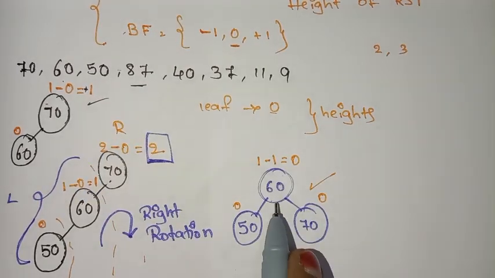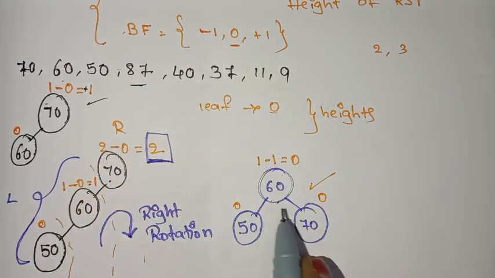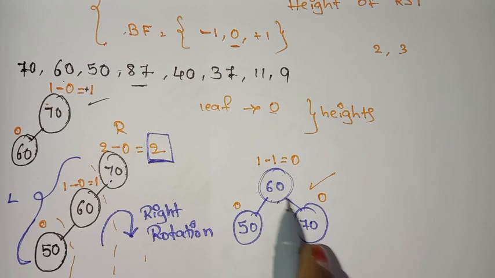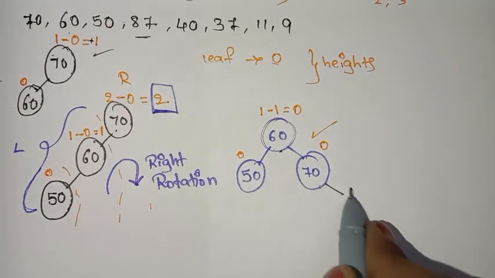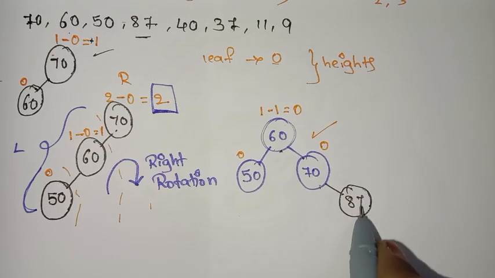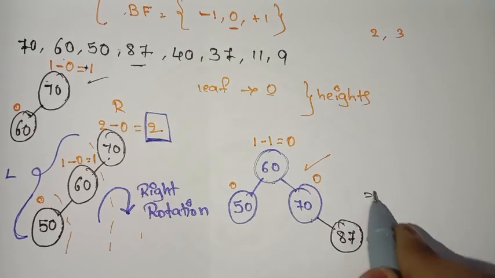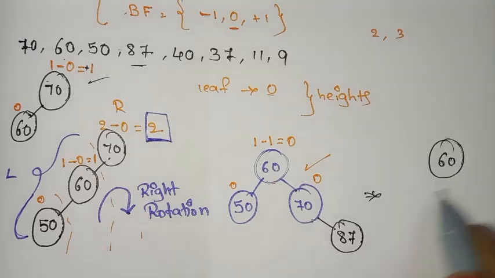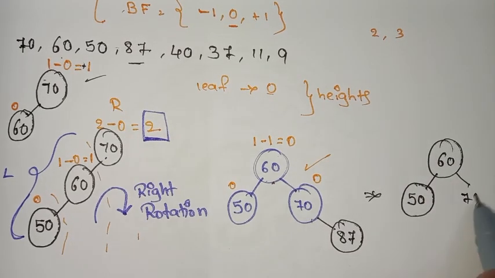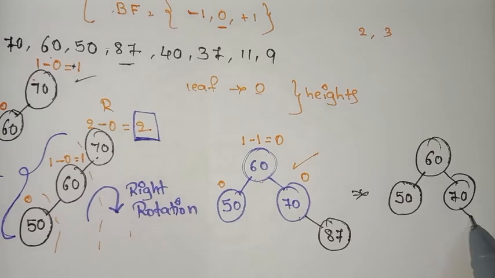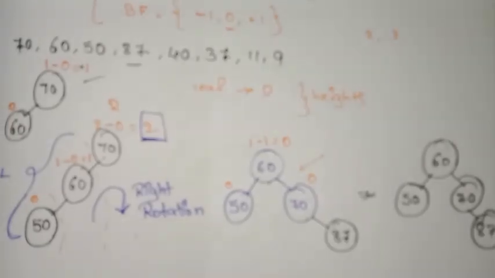87. So see here, 60. 87 is greater than 60, so it will move to the right side. Here 70 is there. 87 is greater than 70, so I will write it here, again 60. At the time of inserting every element I am finding its balancing factor. So here 87 I have inserted.